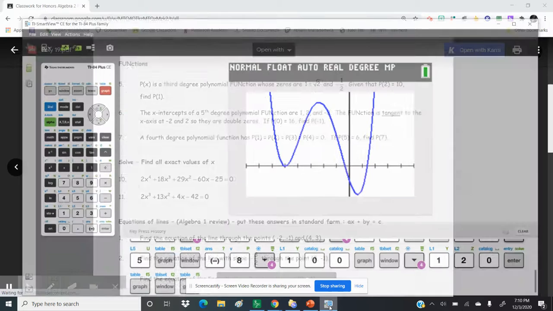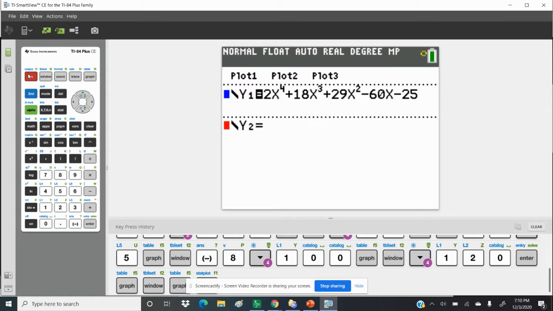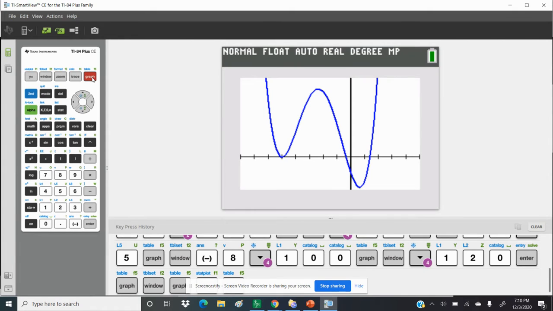So I'm going to go to my calculator and put it into my Y editor. And you can see I've already done that. You want to double check to make sure you put your equation in correctly, because if you mess it up at this point, everything else will be wrong. And then you want to graph it in a good window. Again, I've already done that.